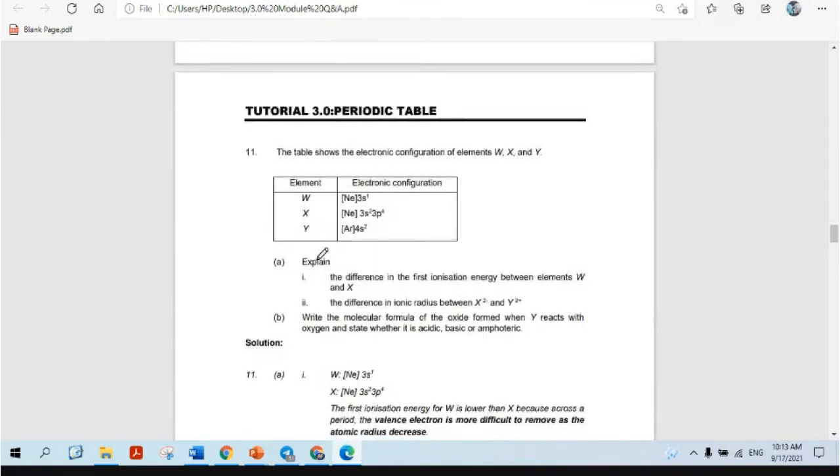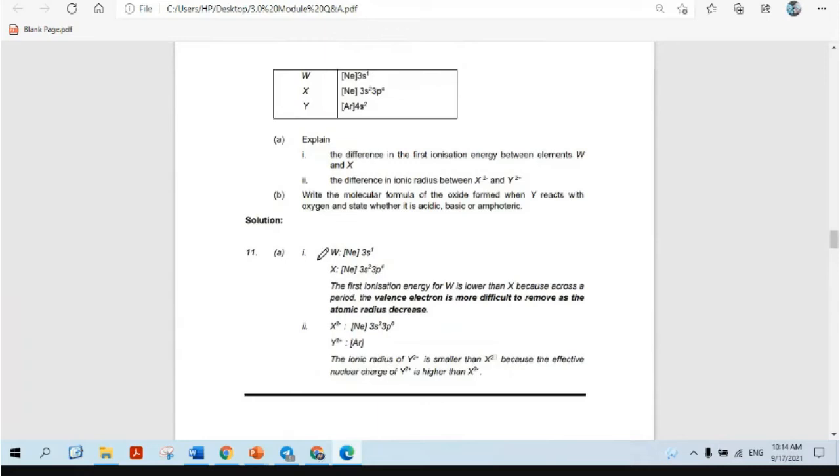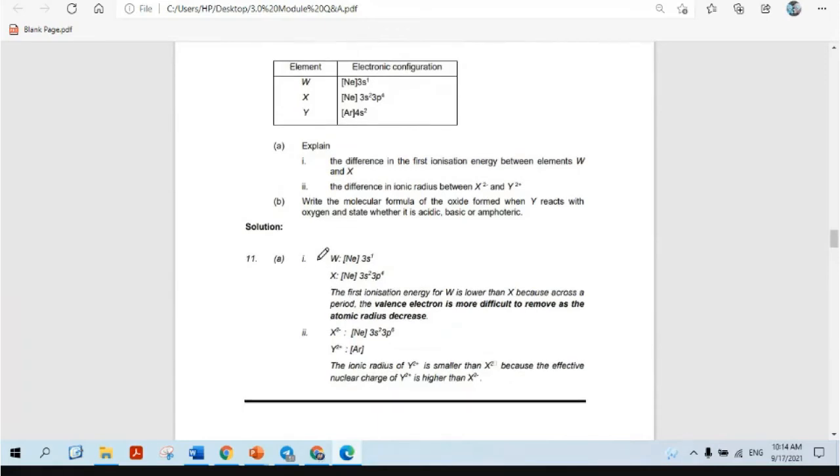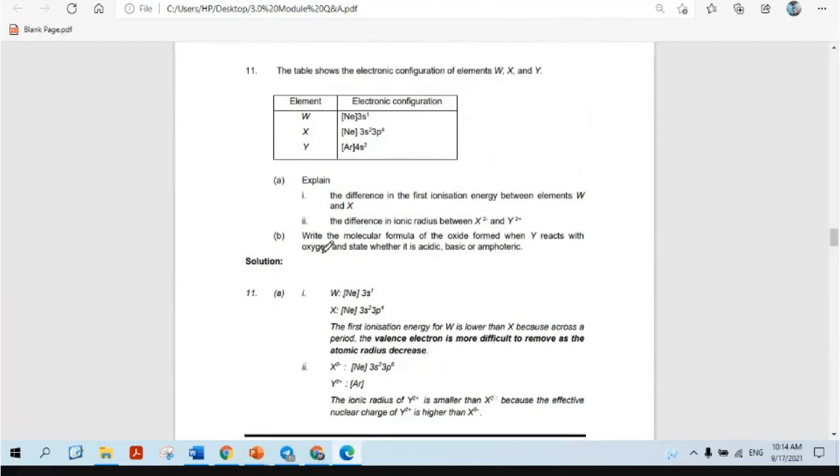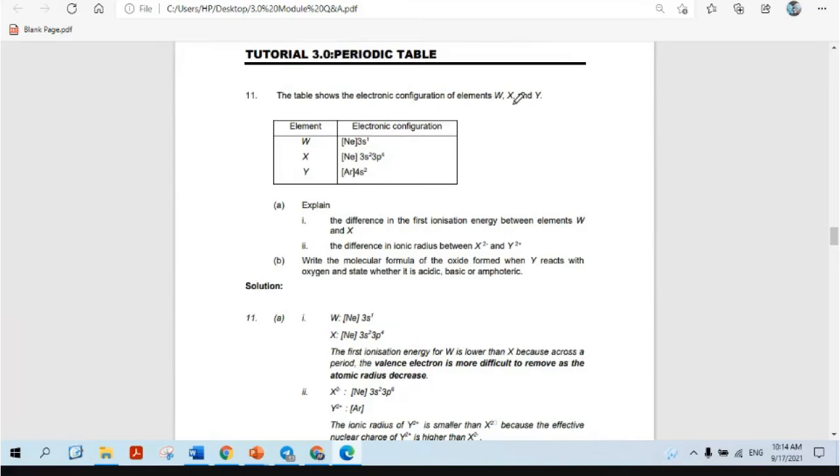Okay. Now the last question for ionization energy. In this case, the table shows the electronic configuration of W, X, Y. So this is the ion. Let's try. The question asks, explain the difference in the first IE between W and X. W and X, n equal to 3. Get it? Okay. So which one is higher? W or X?